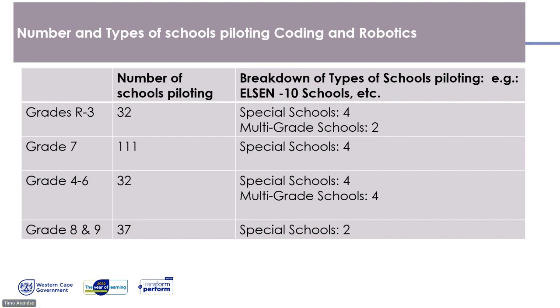Grade 4 to 6, our intermediate phase, we have 32 schools, special schools 4, and multi-grade schools 4. Grade 8 and 9, learn to code, micro:bit, 37 schools piloting, and 2 of those 37 are special schools.